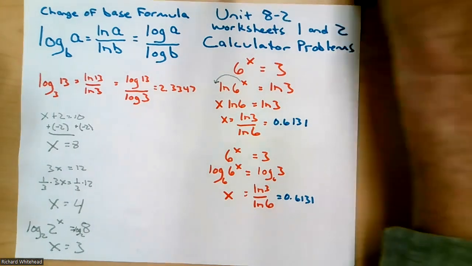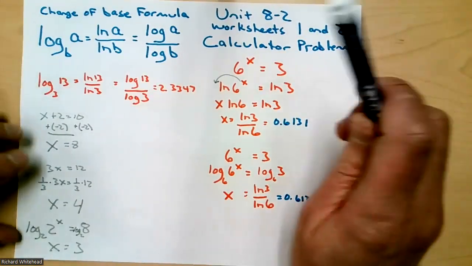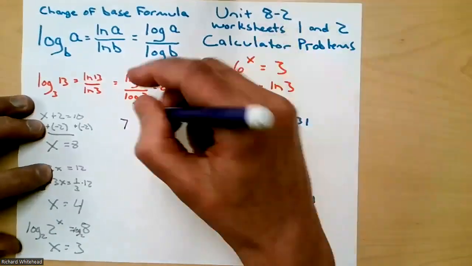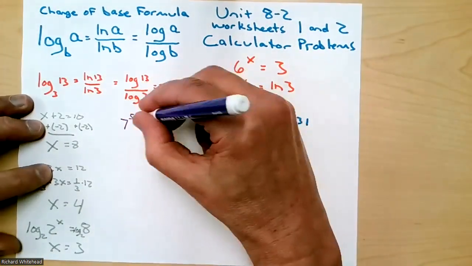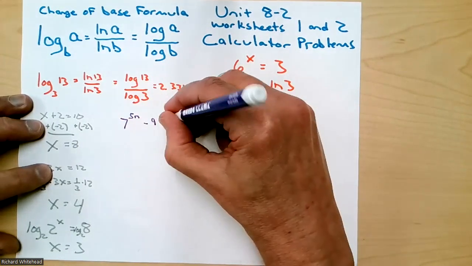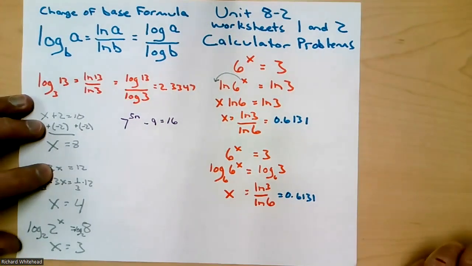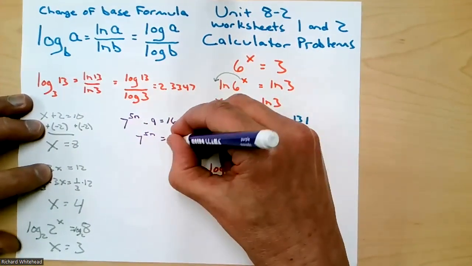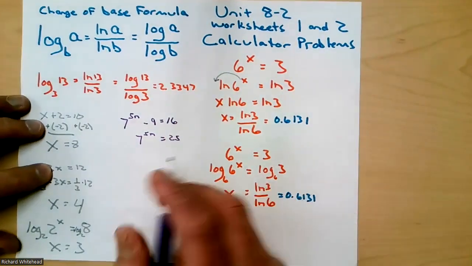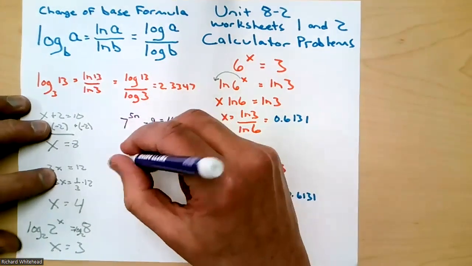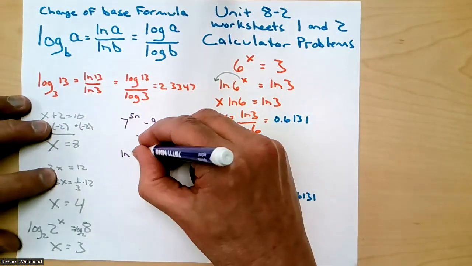Okay, good. Let's do one slightly trickier. What if we had something like this: 7 to the 5n minus 9 is equal to 16. So you're just going to say, oh yeah, duh, we're just going to add 9 to both sides. Me personally, I know some of y'all are going to say, well, I'm going to do log base 7. Far out, do log base 7. I'm going to do an ln to both sides.